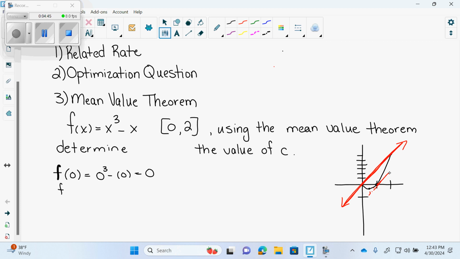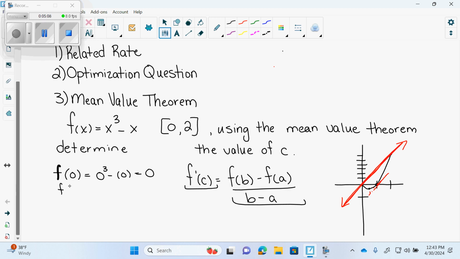So our formula for the mean value theorem is f prime of c equals f of b minus f of a all over b minus a. So you're trying to find some tangent slope. This is tangent slope, correct? Some tangent slope that is equal to the slope between those two points, those two x values. Okay? So f of 0 is 0, f of 2 is 2 cubed minus 2, which is 6. So I have a coordinate at 0, 0, and a coordinate at 2, 6, and I can get slope with those.